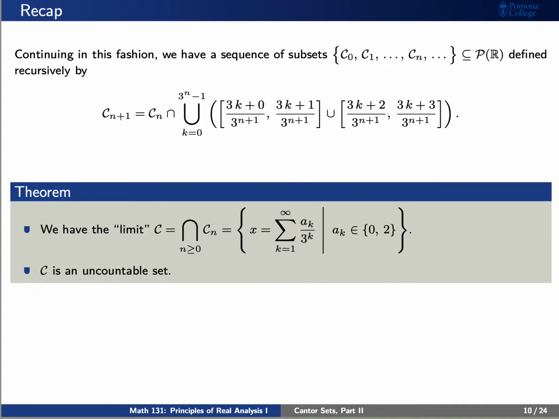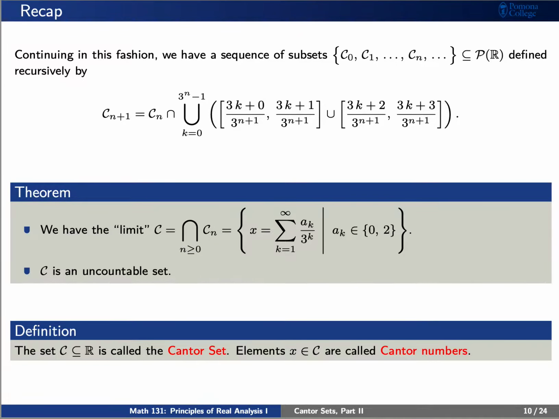There's a theorem that says that our limit consists of the set of real numbers x that can be written in a ternary expansion, a sum of a sub k over 3 to the k, where each numerator a sub k is either 0 or 2. This limiting set is an uncountable set. We call this set the Cantor set, and the elements of this set are called Cantor numbers.